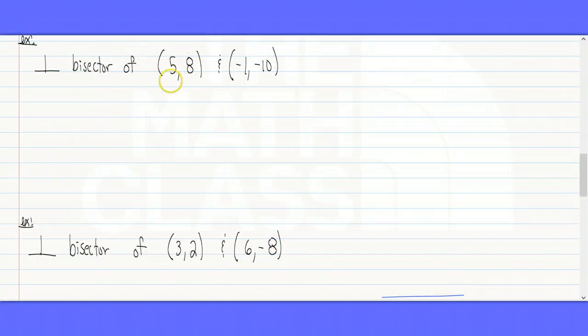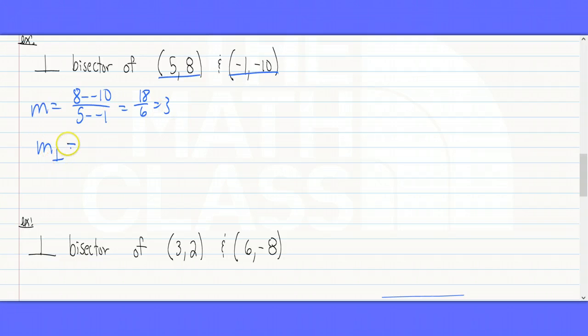The next equation asks for the perpendicular bisector of the segment connecting those 2 points. So we need to make sure we get perpendicular to that one first. So we're going to calculate the slope. 8 minus negative 10 over 5 minus negative 1. That's 18 over 6 or 3. To get perpendicular to that, we want the opposite reciprocal, so that's going to be negative 1/3. That takes care of the perpendicular part.